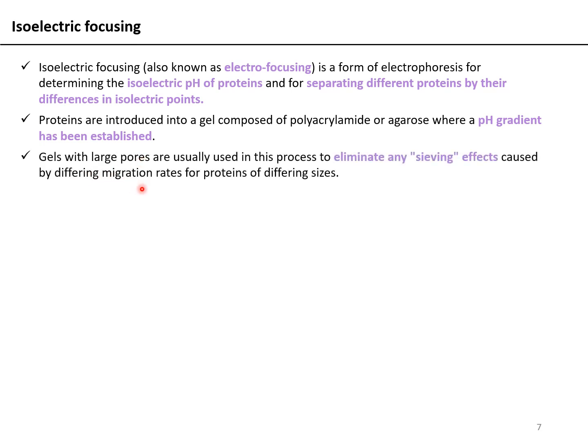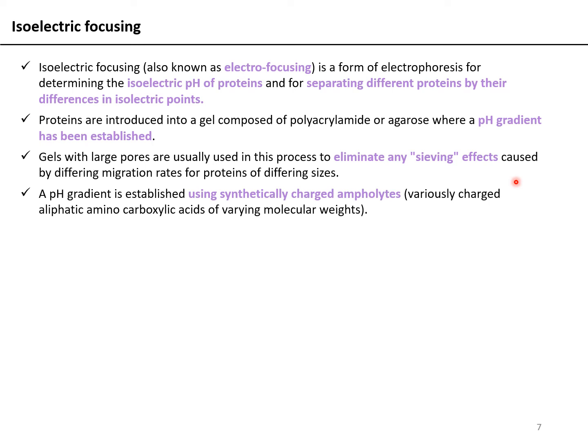Now, gels with large pores are usually used because you want to ensure that proteins are separated solely on the basis of differences in their isoelectric point, and that their size does not have any effect on their separation. In order to eliminate any sieving effects, gels with large pores are used so that proteins of different sizes will migrate at a uniform rate, and any separation that you observe will be solely because of differences in their isoelectric point, or pI. Now, the pH gradient is established by using synthetic charged ampholytes, which are variously charged aliphatic aminocarboxylic acids of varying molecular weights.